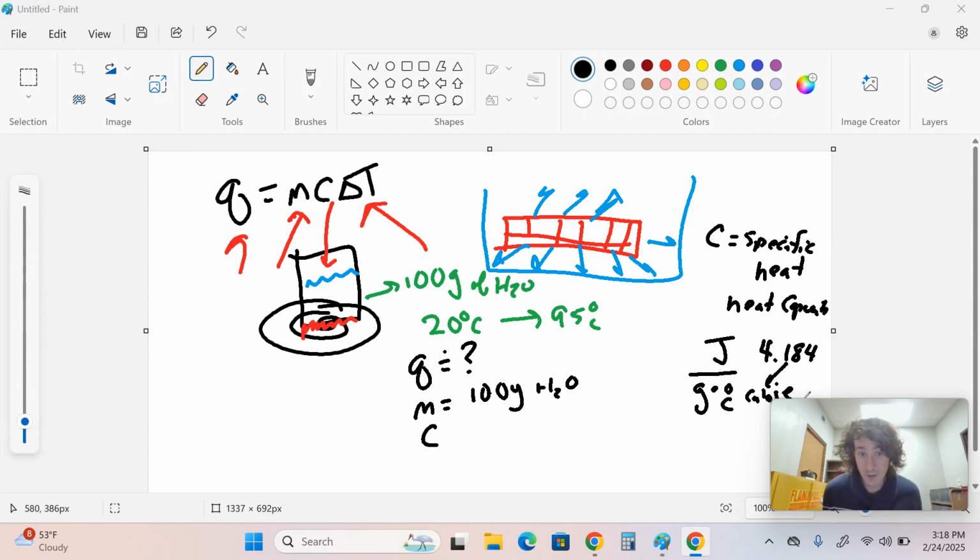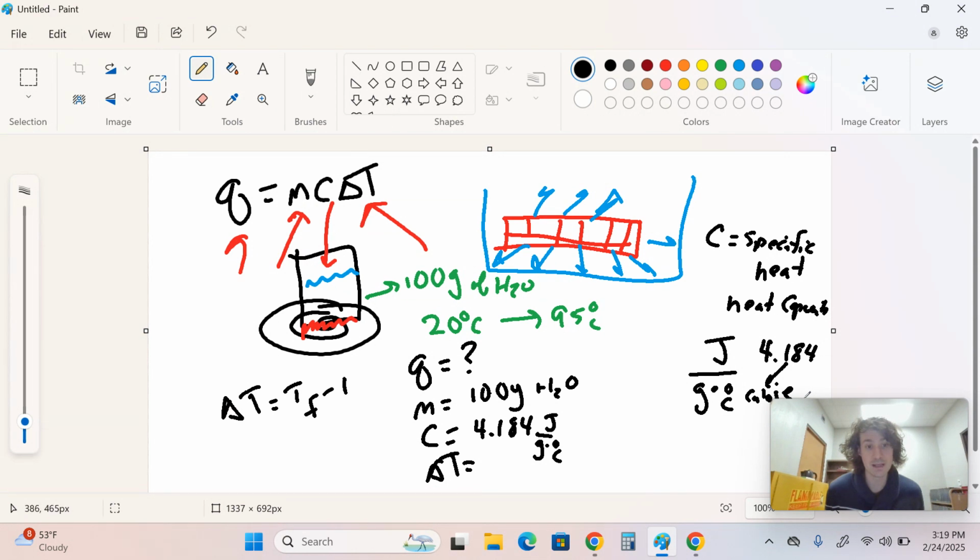So anyway, we have this for liquid water. This would be given to you for liquid water: 4.184 joules per grams times degrees Celsius. And then lastly, delta T. Remember, delta means change, so we need the change in temperature. Delta T is always going to be the final temperature minus the initial temperature. It's always where you end up, subtracting where you started from.